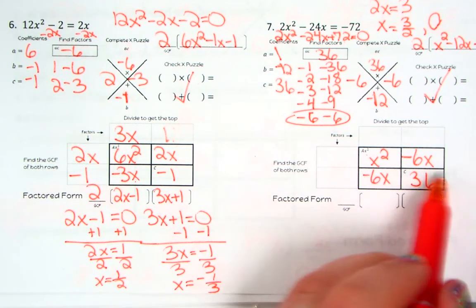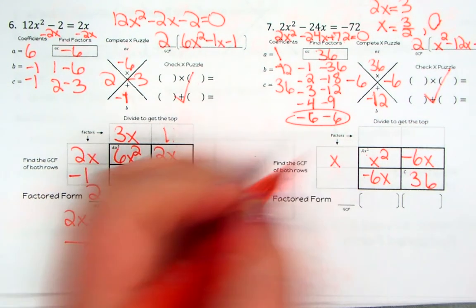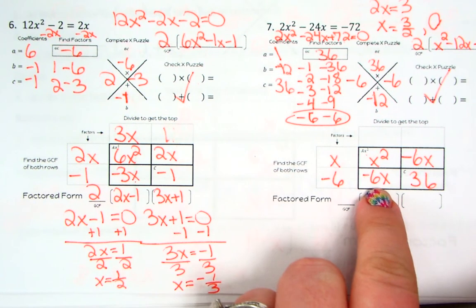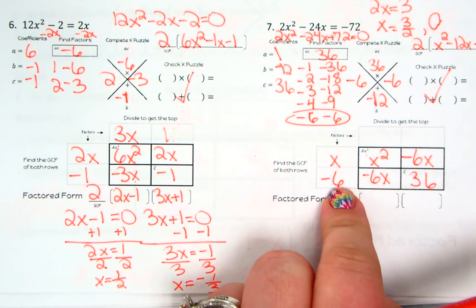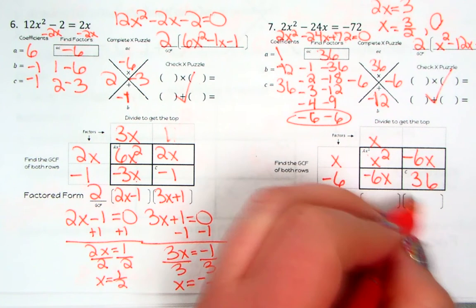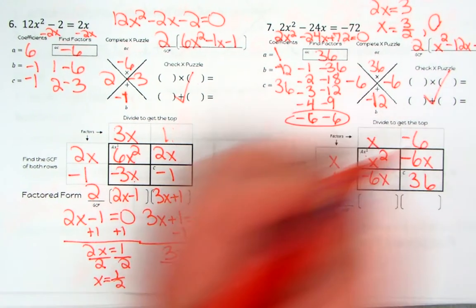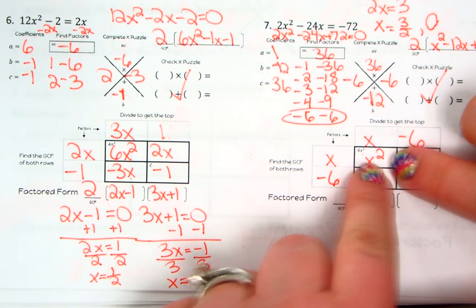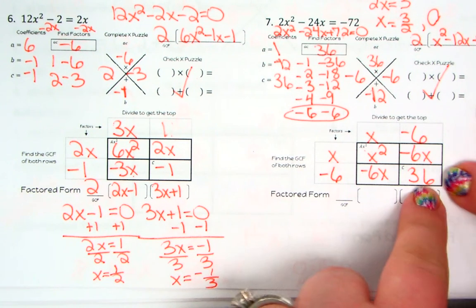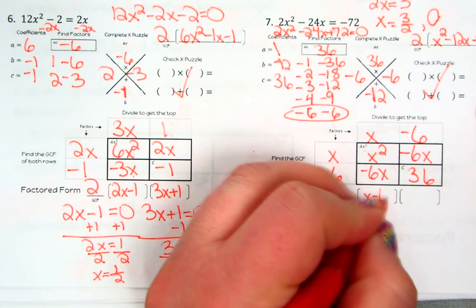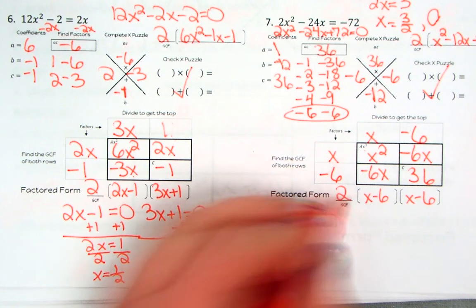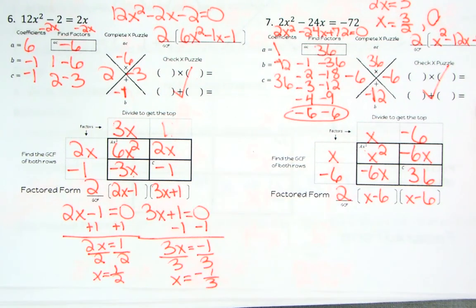What can I take out of the top? X. What can I take out of the bottom? Negative 6. I know that I'm taking a negative out because the one touching the outside was negative. What can I take out of the left? X. What can I take out of the right? Negative 6. Quick check tells me that I know that all the outsides multiply to be the insides. And x minus 6, x minus 6, and don't forget about your GCF you took out in the beginning. So there's my factored form.